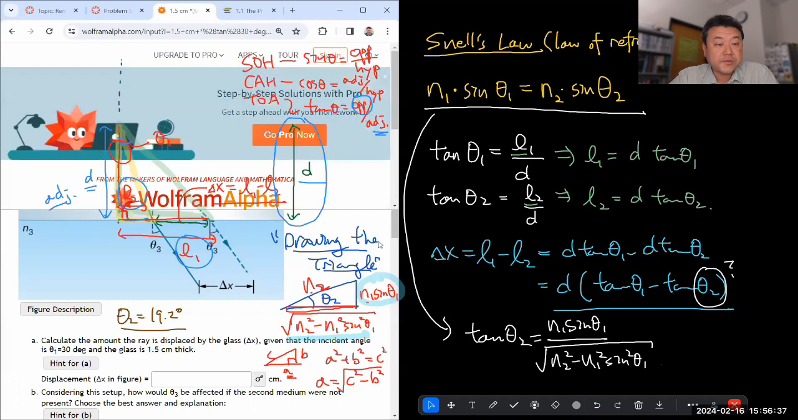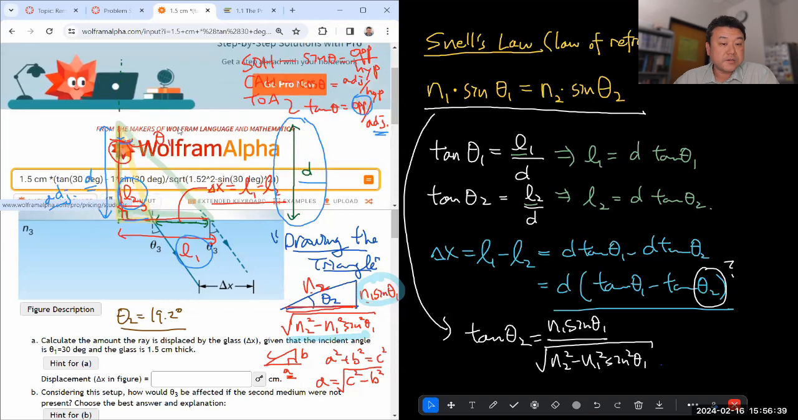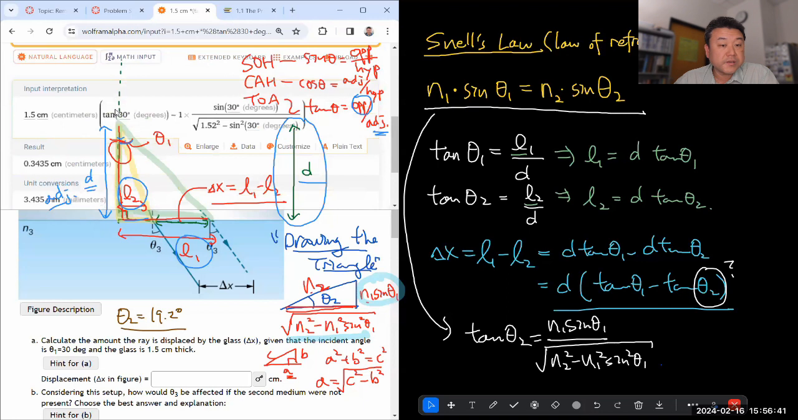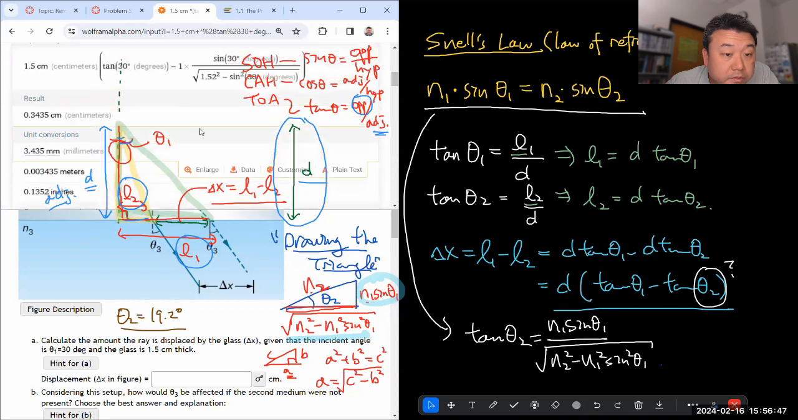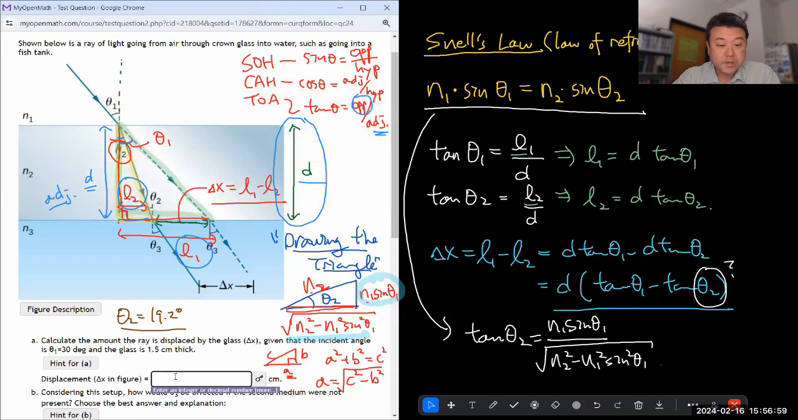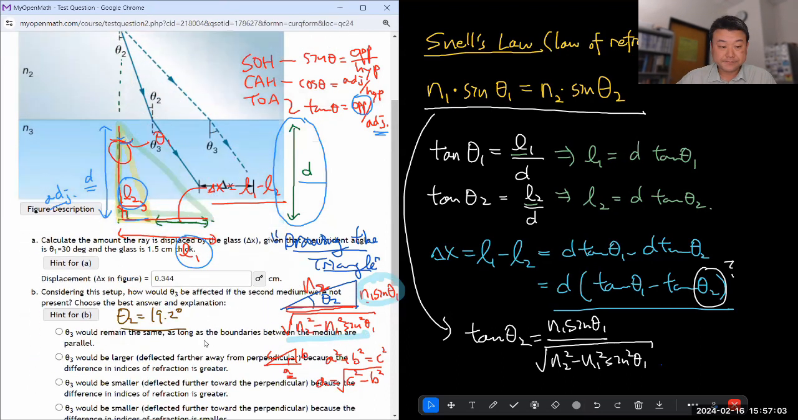When I press enter, it'll give me an answer. It'll tell me how it interpreted my input. Looks right. And then, wait, was there a square root? Yes, there's a square root. And then it gives me 0.3435 centimeter. So let me type that in, 0.3. I can round it to 3 sig figs, so let me say 0.344 centimeter. Let's see if that's correct.